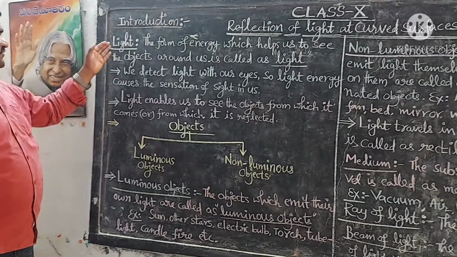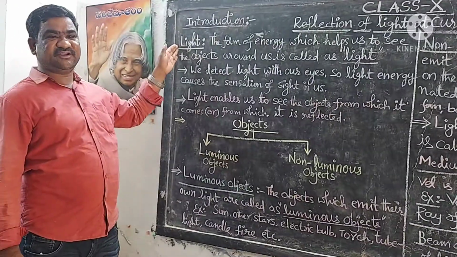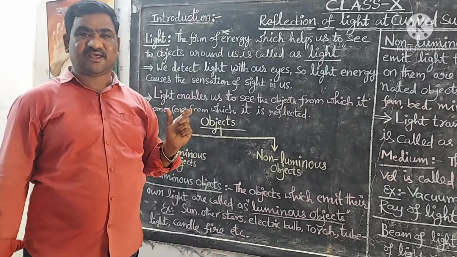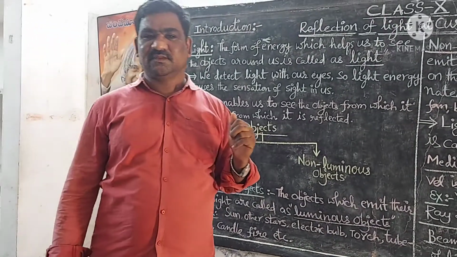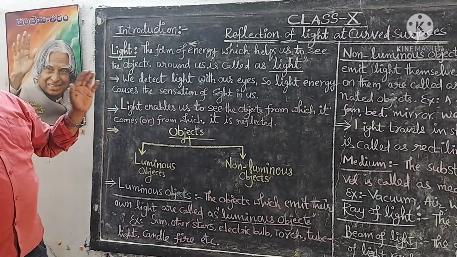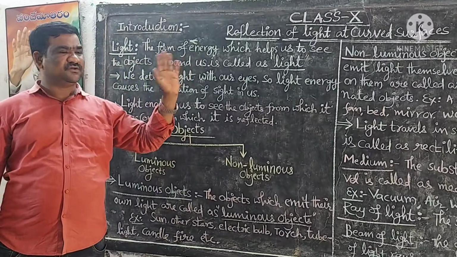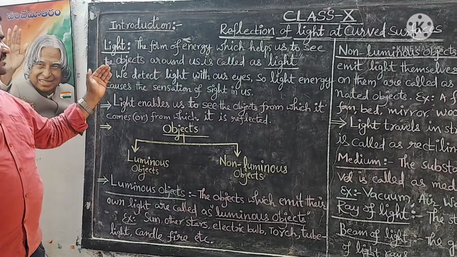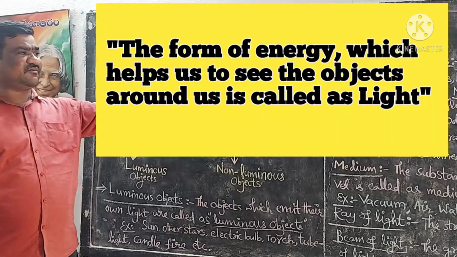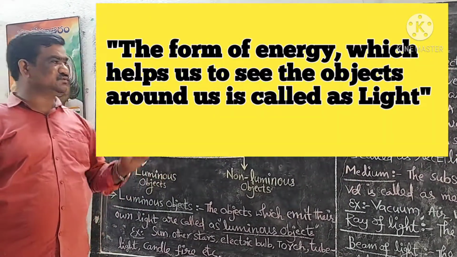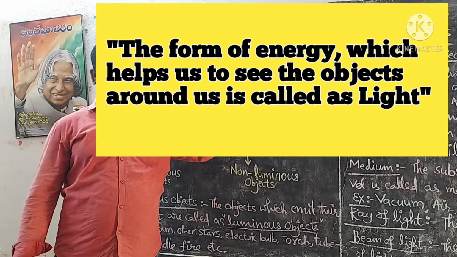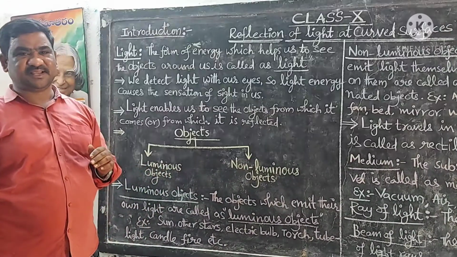So first of all, we have to know the definition of light. Do you know the definition of light? Yes. Light is nothing but the form of energy which helps us to see the objects around us. That means the form of energy which helps us to see the objects around us is called light or light energy.